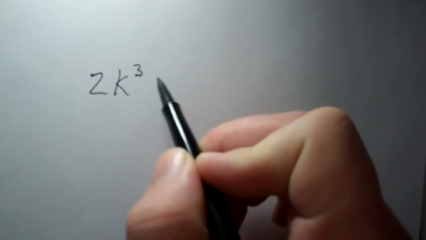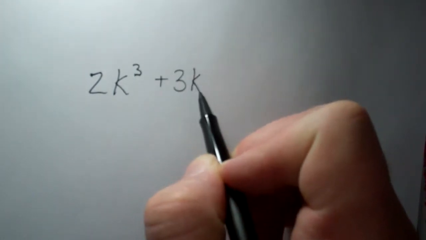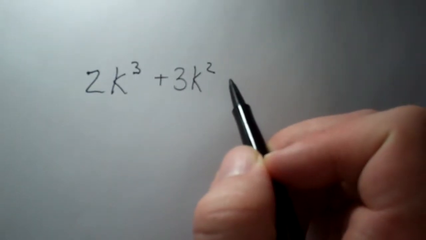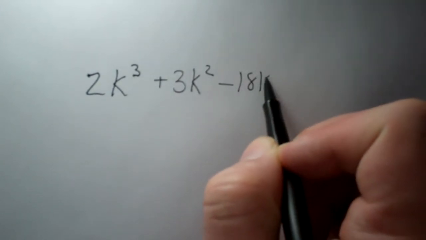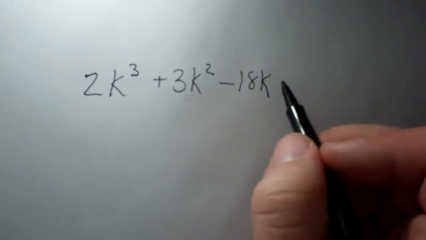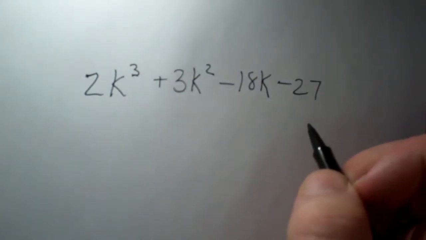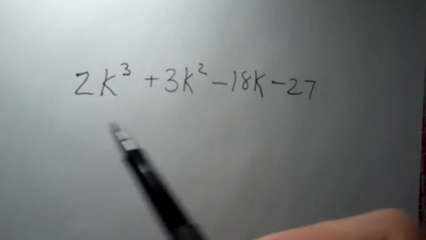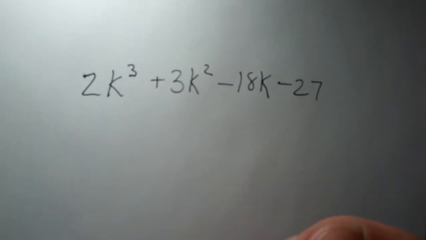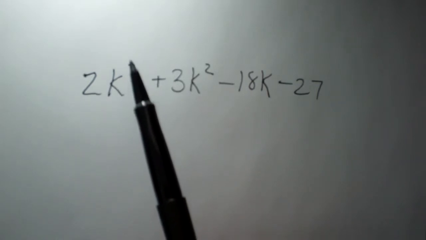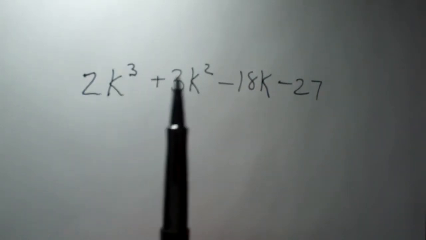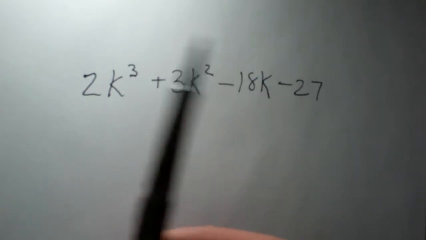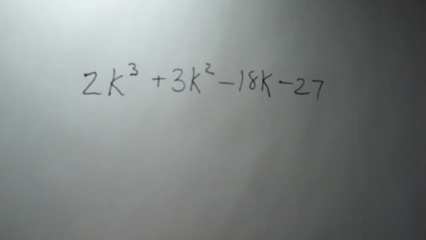We'll have 2k cubed plus 3k squared minus 18k minus 27. This example does look different than other examples we've looked at. First of all, notice that it does have a k cubed in it. It also has 4 different terms. When you see a pattern like this, you might think about trying to factor by grouping.